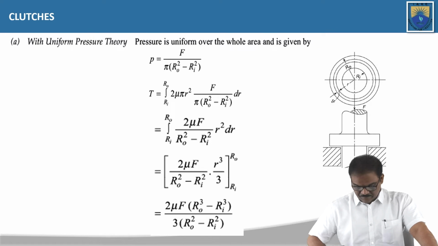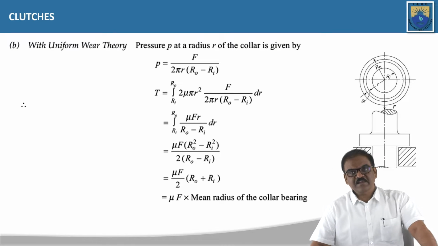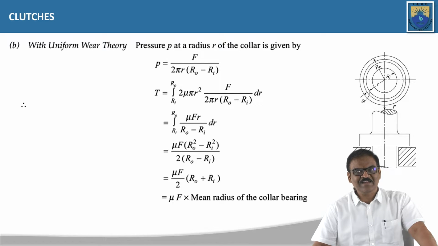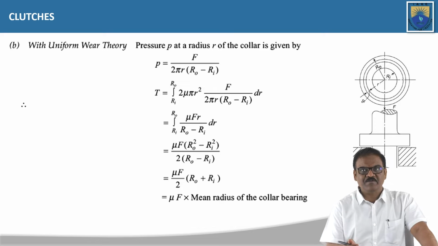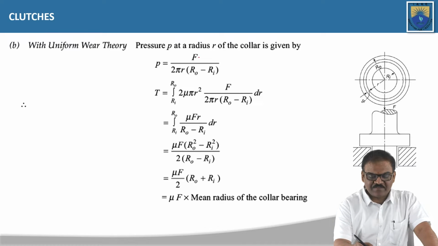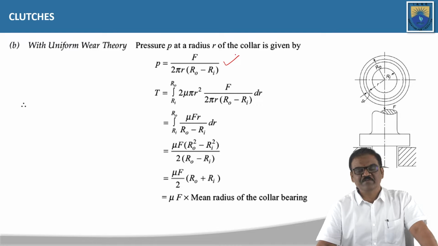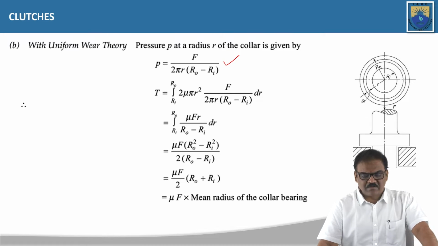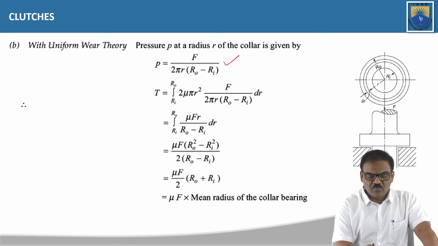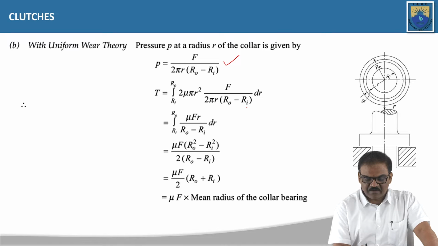Further to that, the same if we consider based on the uniform wear theory. We have derived the pressure intensity as p is given by F by 2 pi (R outer minus R internal), as we have done under uniform wear theory. Then the total torque is the integral of 2 mu pi r square into F by 2 pi (R outer minus R internal), over dr from R internal to R outer.